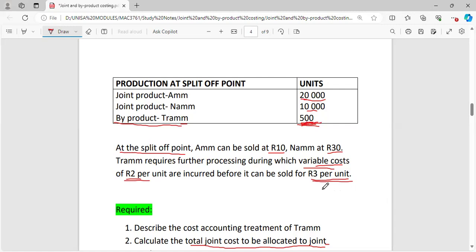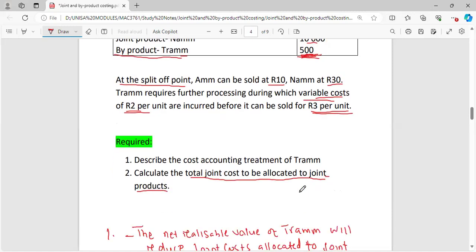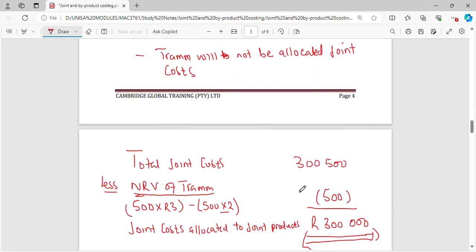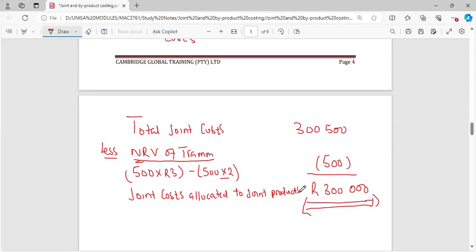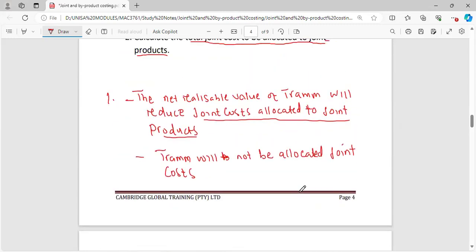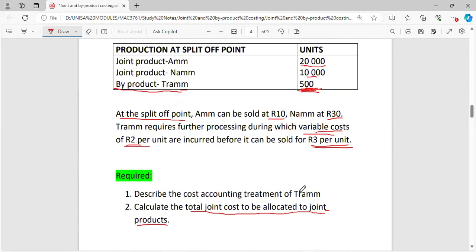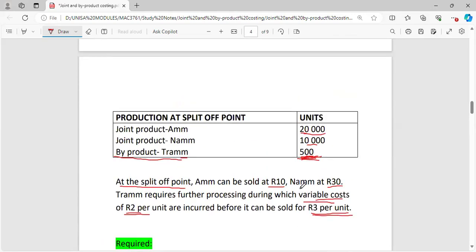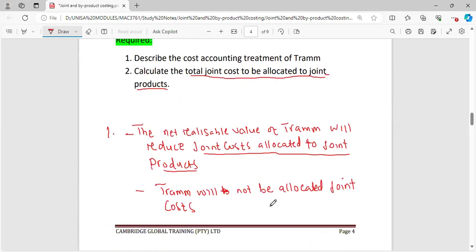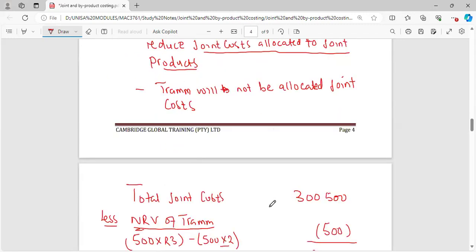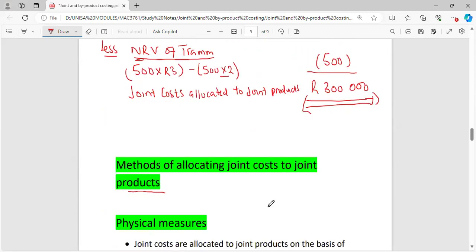I don't know if there is anyone with another question. But in most of your questions, they always specify a byproduct. You should always be careful how to identify a byproduct. A byproduct has a very low sales value. Right. Any other question before we go to methods of allocating joint costs to joint products?